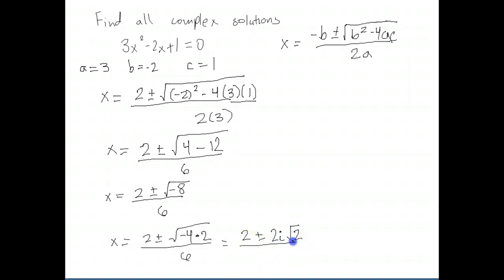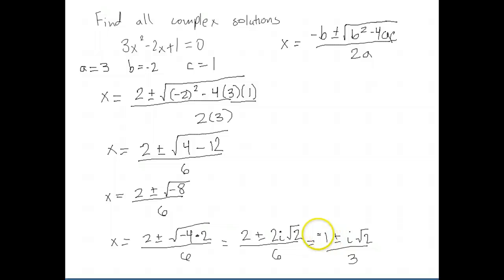There are a few different ways to write this final answer. Some go ahead and divide both of the terms on top by 6. Some just simplify. I like to simplify here. We see that 2, 2i, and 6 all have a common factor of 2, so that would leave us with 1 plus or minus i root 2 over 3. So we divided out that common factor of 2.